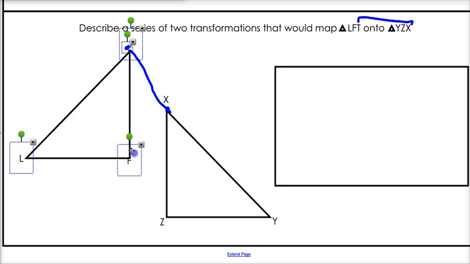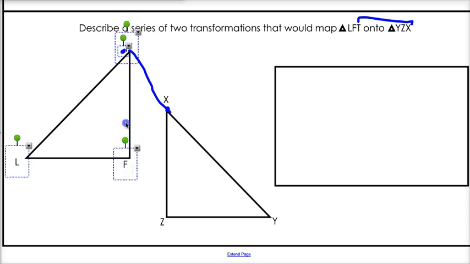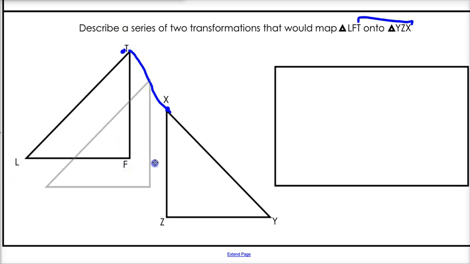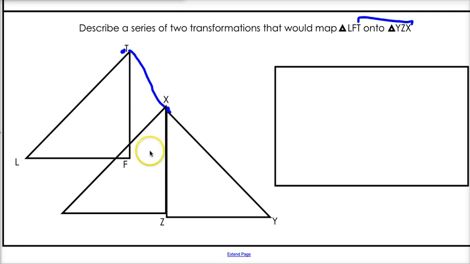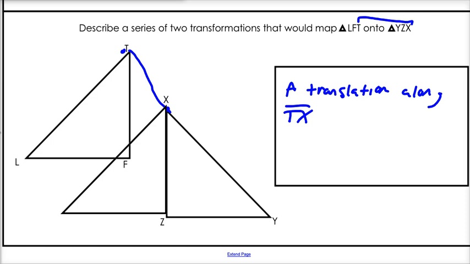Work. Why didn't you take the triangle? Okay? So we go along line TX, like so. Oh, cool. Look at that. So I just translate along TX. Let's write that. So first, a translation along TX.